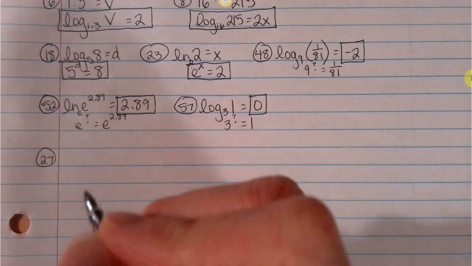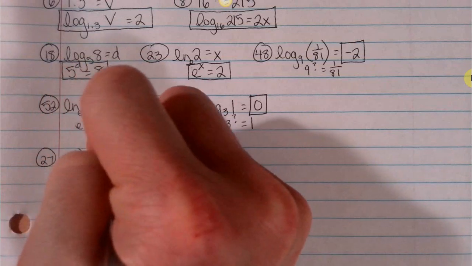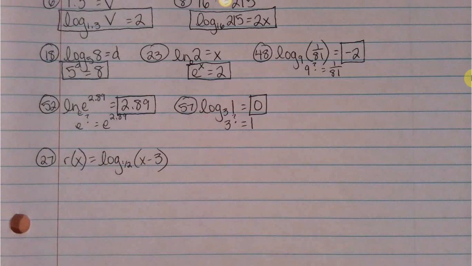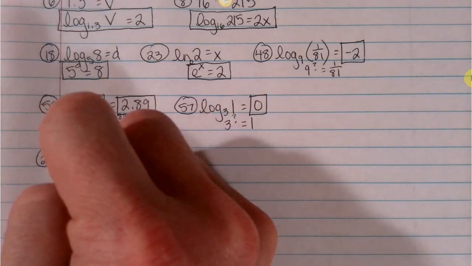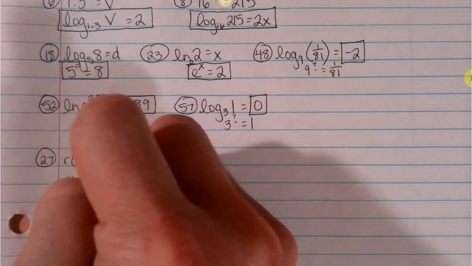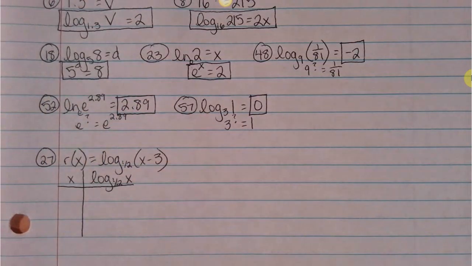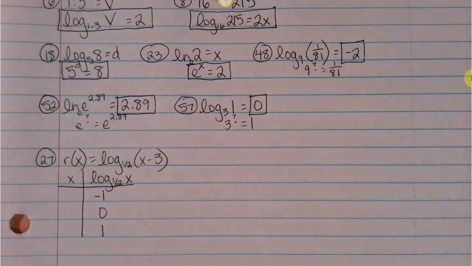Number 27, we are given r of x equals the log base 1/2 of x minus 3. And we are asked to sketch a graph of this function. So this is where I'm going to start by creating my little table using the log base 1/2 of x as my base function. And I'm going to plug in the -1, the 0, and the 1 in place of the y values, and then figure out what x values go along with it.